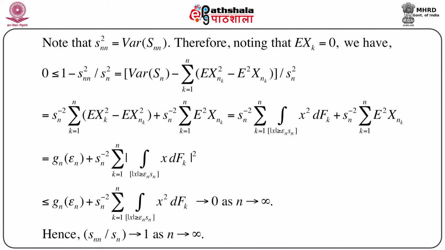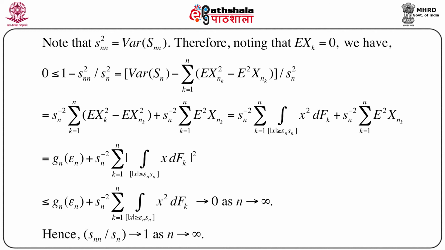which equals s_n^{-2} Σ_{k=1}^n [E(X_k²) − E(X_nk²)] + s_n^{-2} Σ_{k=1}^n E²(X_nk). So we are just doing a little bit of algebra here, which equals s_n^{-2} Σ_{k=1}^n ∫_{|x|≥εs_n} x² dF_k + s_n^{-2} Σ_{k=1}^n E²(X_nk).